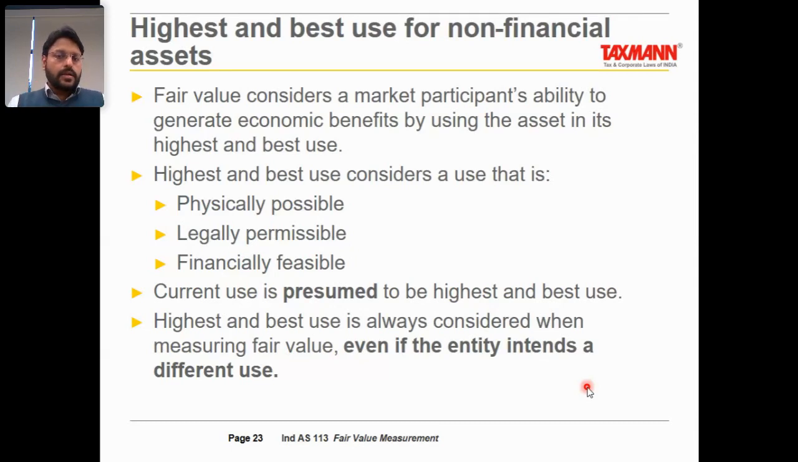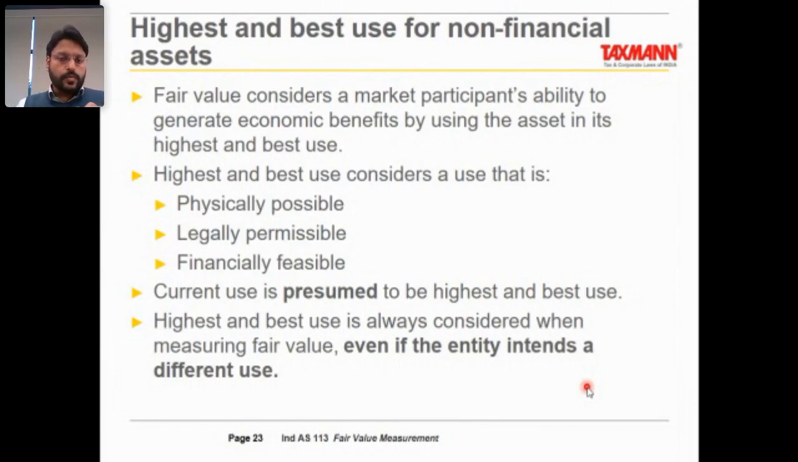So the standard says first of all, we need to see what are the possible uses which are physically possible, legally permissible, and financially feasible. Suppose physically possible. On this land, high-rise construction is not possible because of the ground soil test conducted by the engineers. So they say a maximum of 4 or 5 floors can be constructed. Beyond that, high-rise is not possible. So high-rise residential or commercial use is physically not possible on this land. Legally permissible. Suppose I want to run a casino on this land, but the government doesn't allow running a casino. So that is not legally permissible.